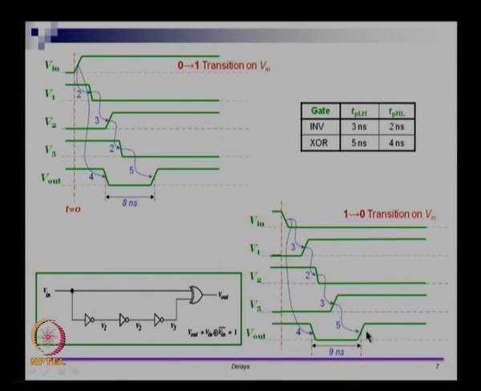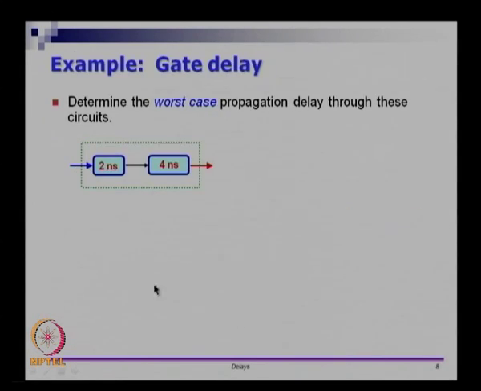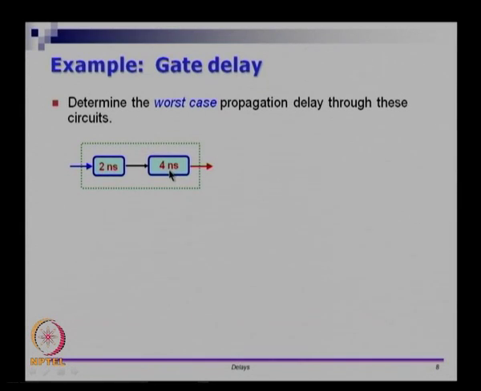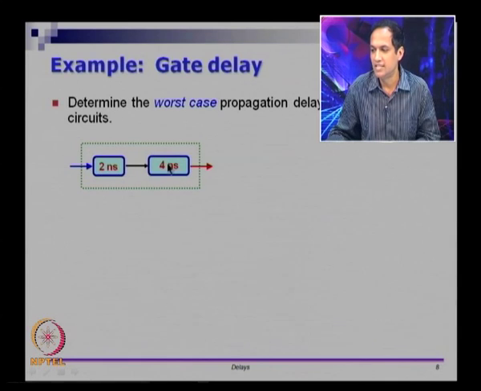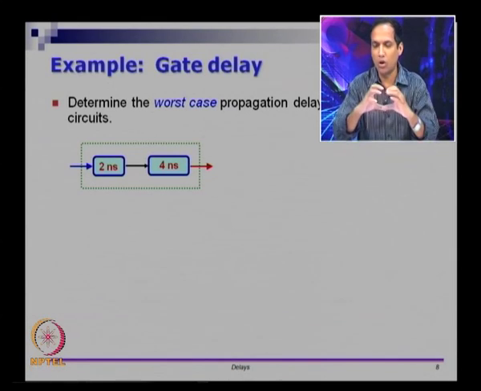Typically what we do is we take the worst case delay and report that as the delay of the gate. So, we have a gate here which is of delay 2 nanoseconds, that is the worst case delay whatever it takes. There is some other gate which has delay of 4 nanoseconds, and if I make a circuit which puts these two back to back, I want to find out what is the worst case delay that is happening in the circuit if I put 2 components back to back.